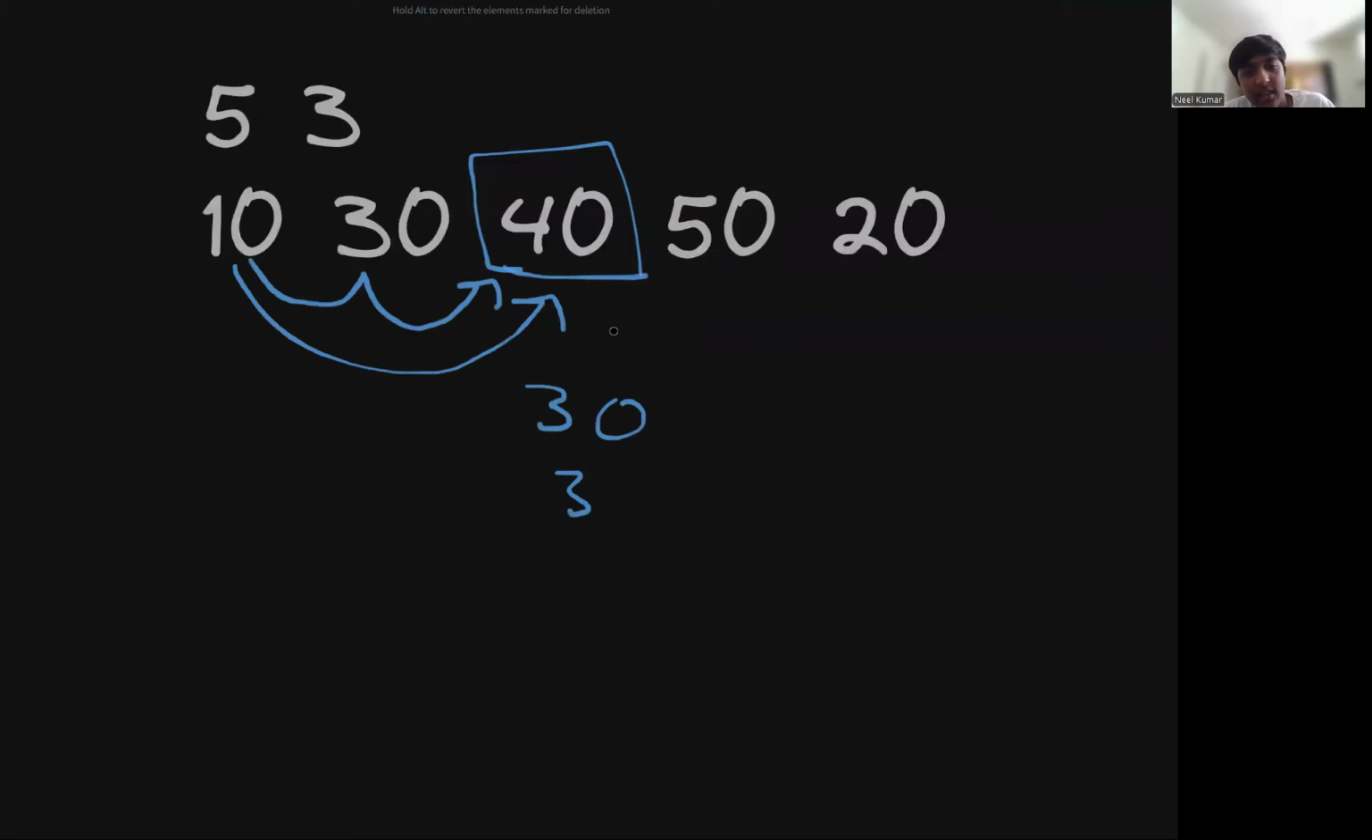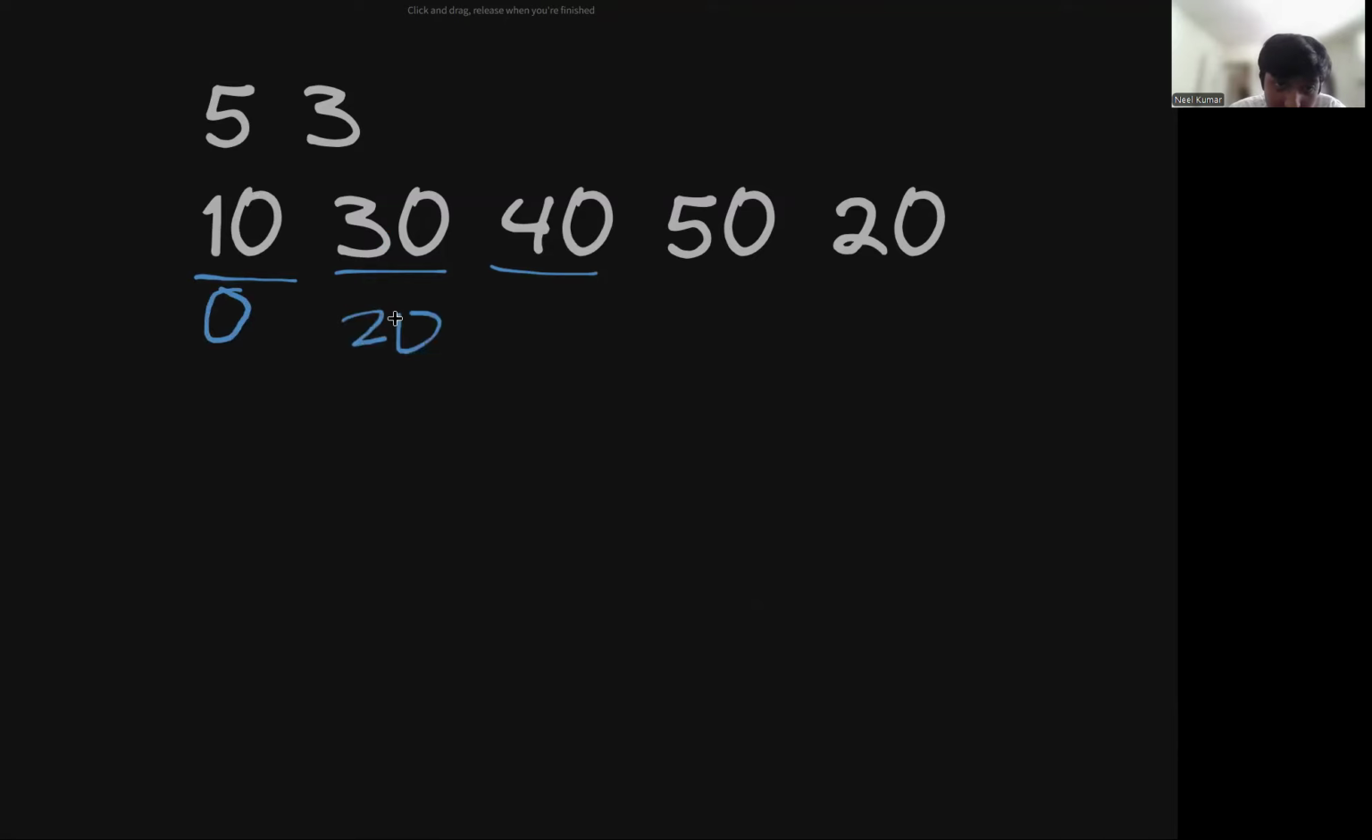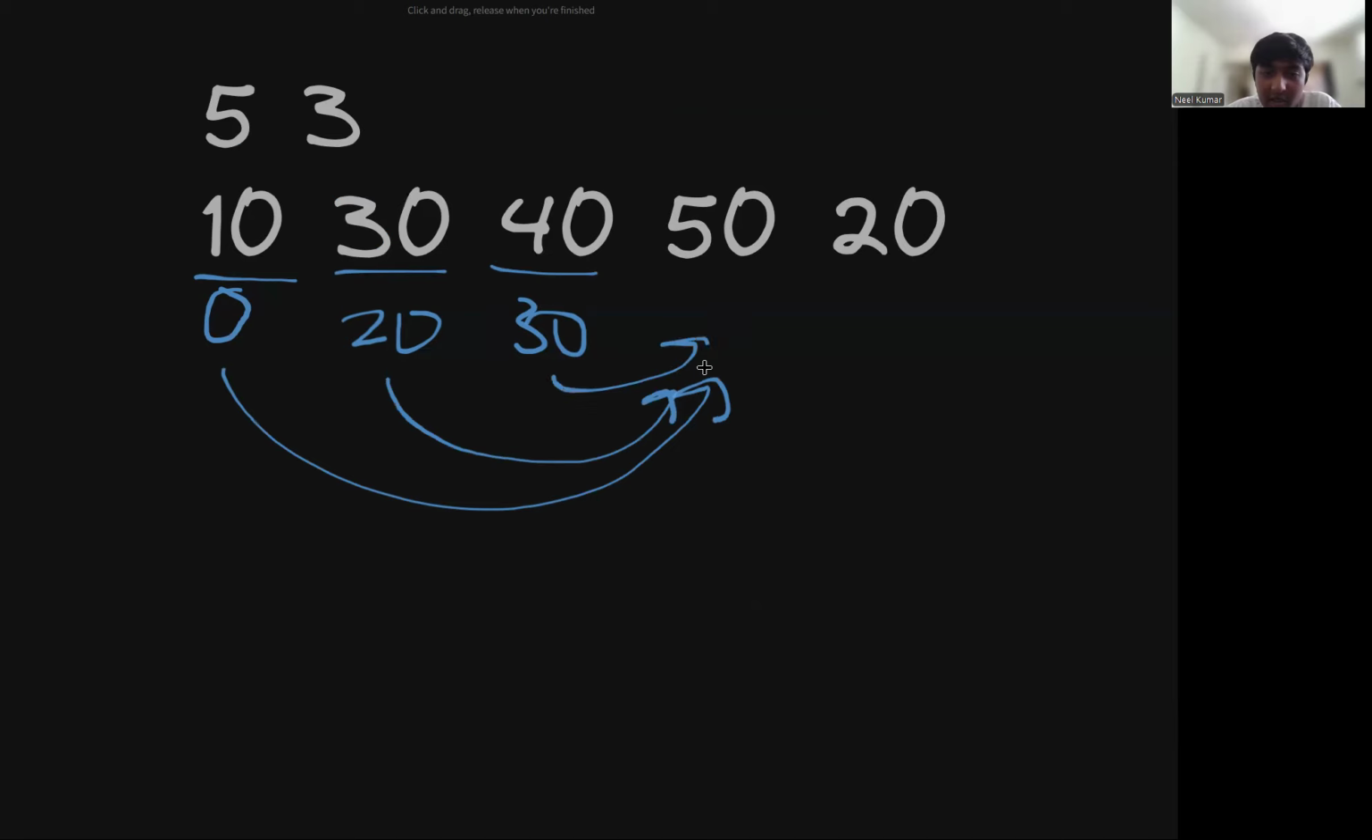So let's assume at first that we already know the minimum cost to get from the beginning to 10, from the beginning to 30, and from the beginning to the third stone, which has a height of 40. For the first one it's 0, for the second one it's 20, and for the third one it is 30. Given this information, how do we calculate the minimum cost for 50? Well, because k is 3, from any of these 3 stones, you're able to jump to 50.